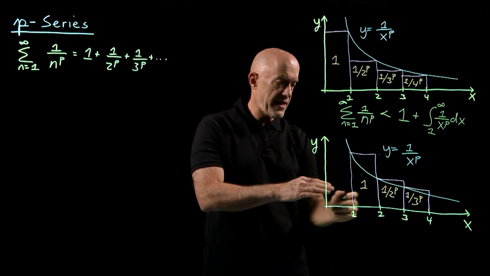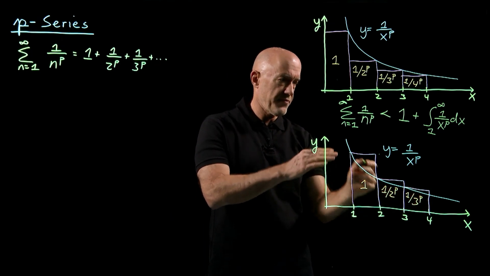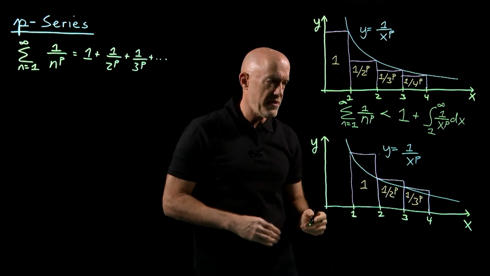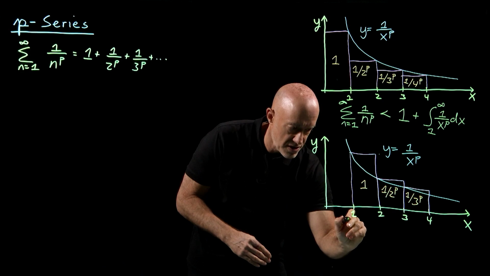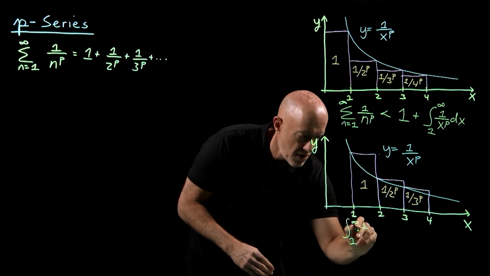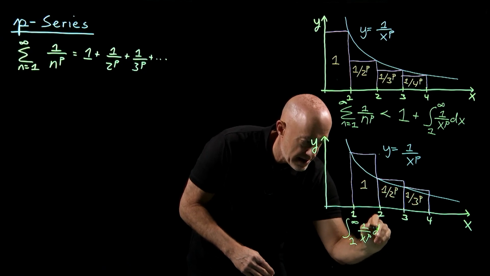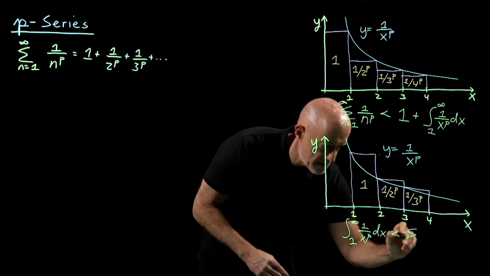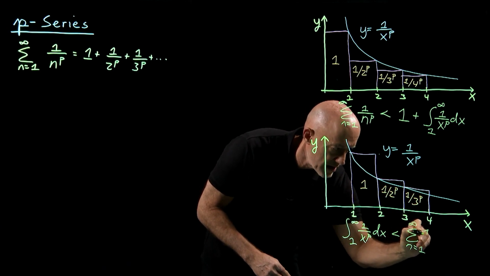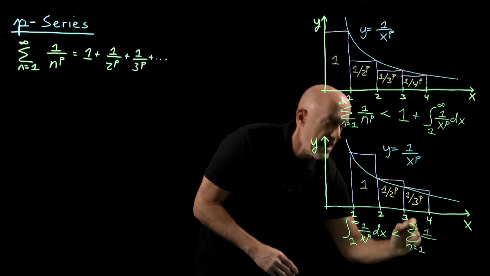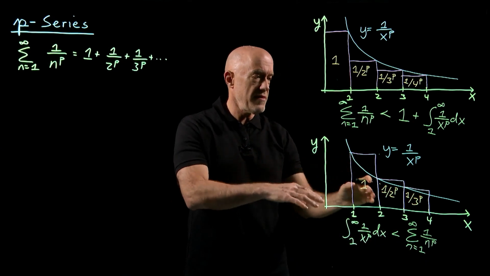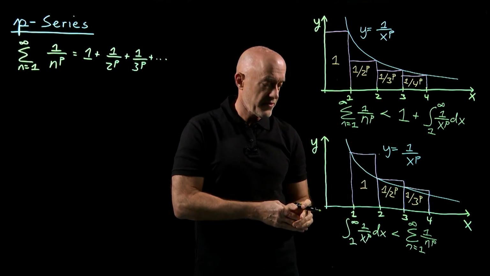However, if we look at the second one, the integral here from 1 to infinity is smaller than the P series. So we get the integral from 1 to infinity of 1 over x to the p dx is less than the P series, n equals 1 to infinity of 1 over n to the p. Okay, we can combine these two inequalities.